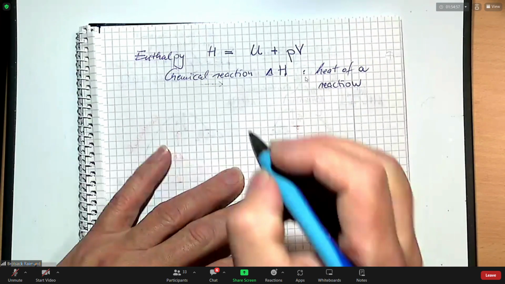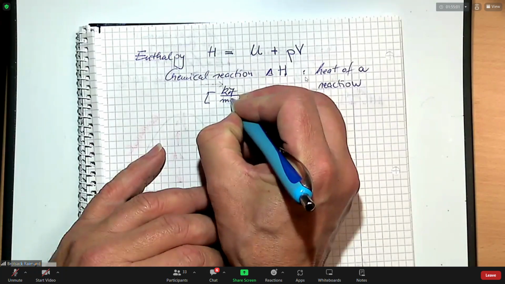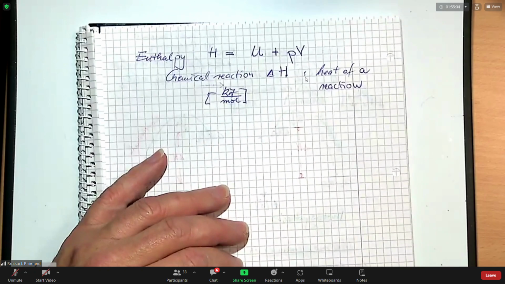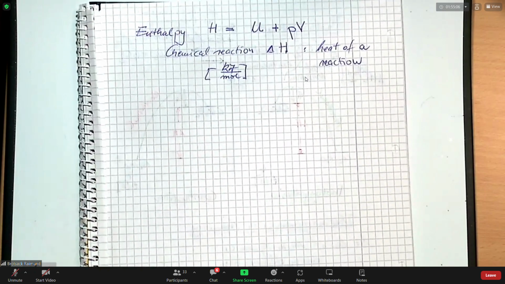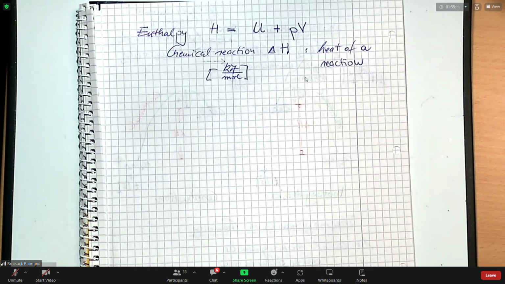Of course, the unit is kilojoule per mole. We already mentioned that. We always normalize everything to 1 mole because then we can compare. Is the energy of 1 mole of glucose more or less than the energy of 1 mole of methane gas? And then we have a relation. We always look at 1 mole, because when we have 1 million moles of methane gas and only 1 mole of glucose, then we cannot compare.